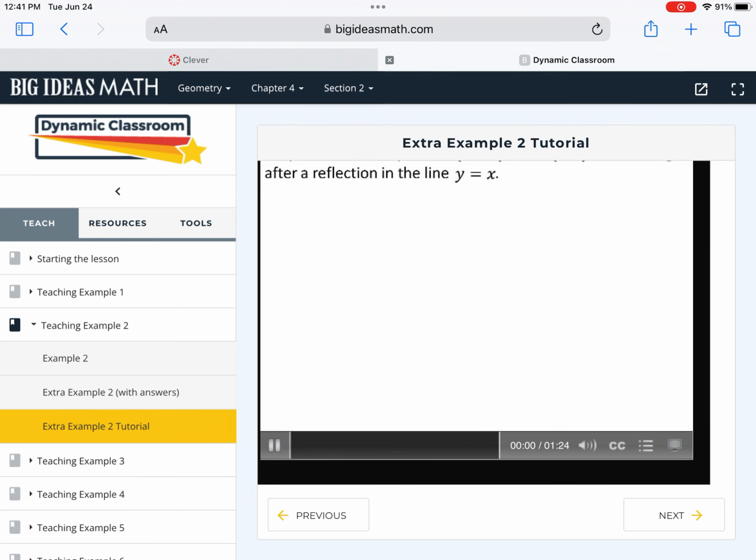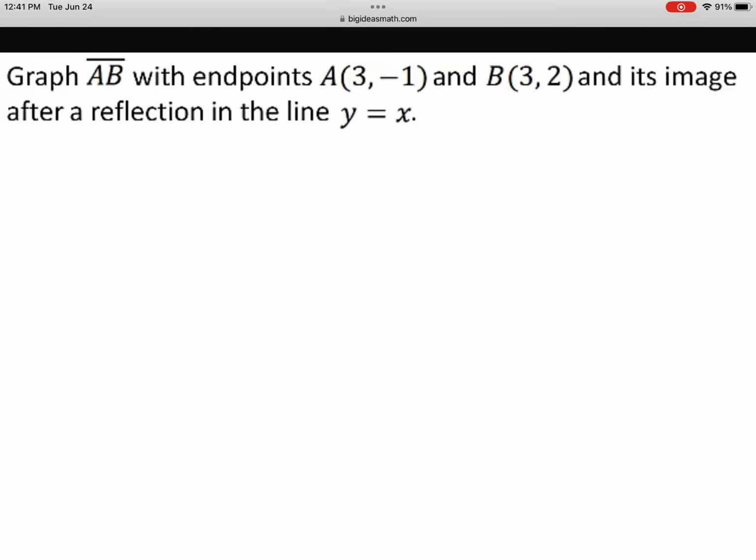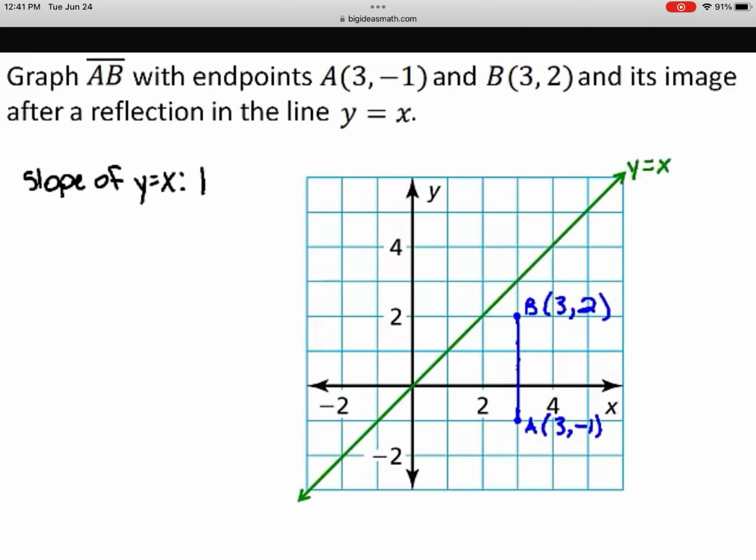Graph segment AB with endpoints A(3, -1) and B(3, 2), and its image after a reflection in the line y equals x. First, graph segment AB with endpoints A(3, -1) and B(3, 2). Then graph the line y equals x. The slope of y equals x is 1.